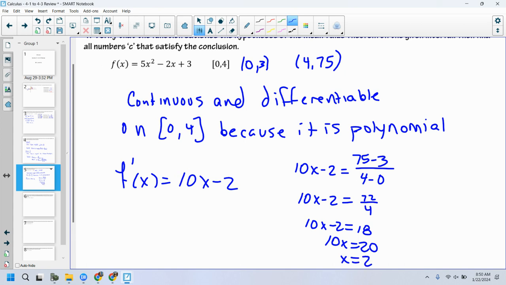Okay. Is that value, is 2 in between 0 and 4? Yes. So c is equivalent to 2, because that's the conclusion of the mean value theorem. It says there is a point c in between there such that the derivative at that point is equivalent to the slope of the endpoints. So that value, in this case, is 2. Questions there?